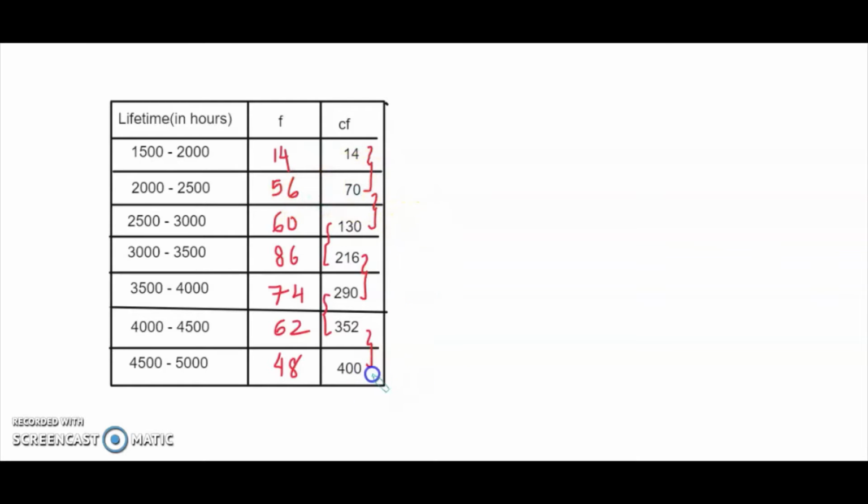Now the next step. The last entry of the CF is N. So N by 2 will be 400 divided by 2, which is 200. Now which should I select as the median class? The greatest and the nearest CF to N by 2. So N by 2 is 200. Which CF is the greatest and the nearest? Yes, it's 216. So we'll take that as the median class.